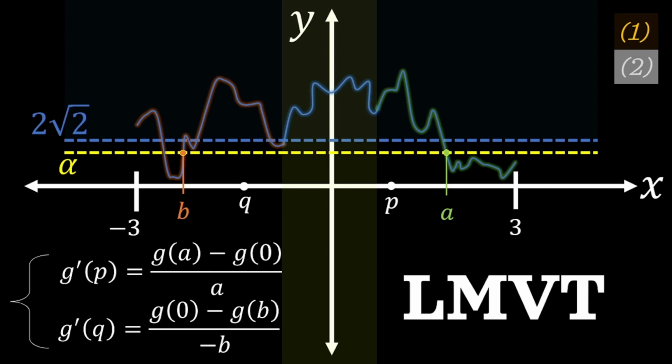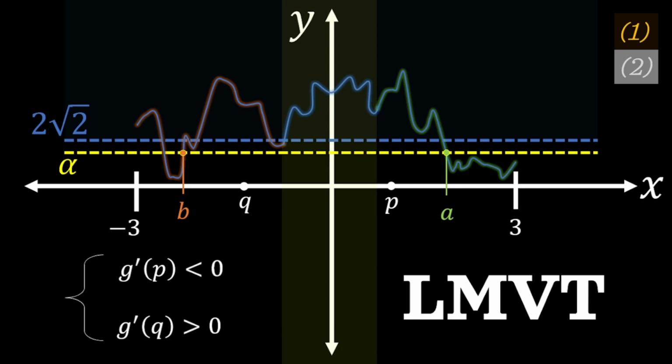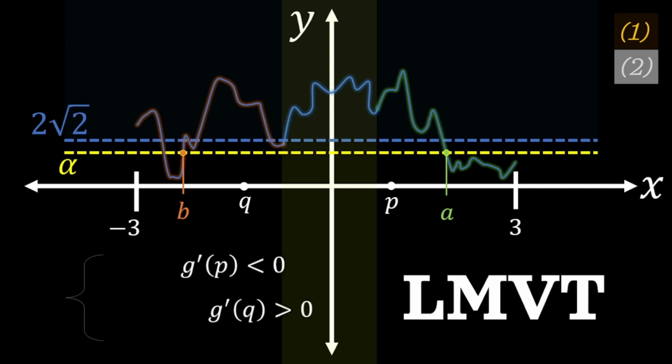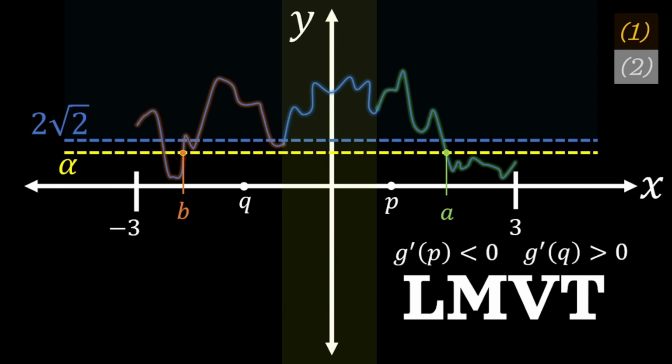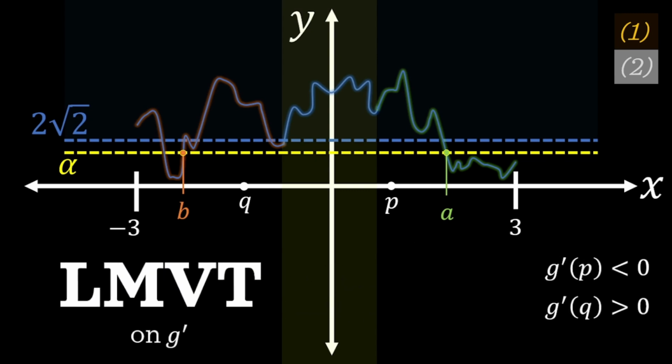Clearly, you can see that g prime of p will be less than 0 and g prime of q will be more than 0. Now, the reason we did this was just to find the polarities of g prime at these 2 points. Why? Because we want to apply LMVT yet again, but on the function g prime and on the interval between q and p.